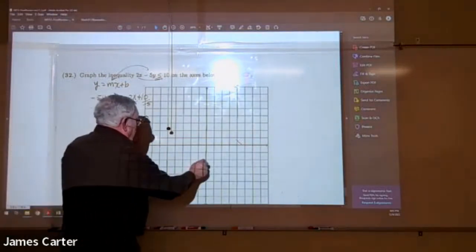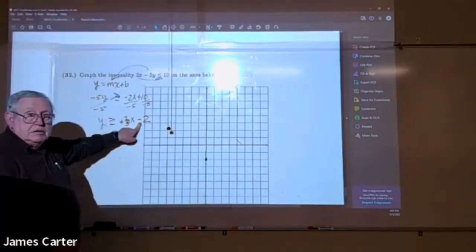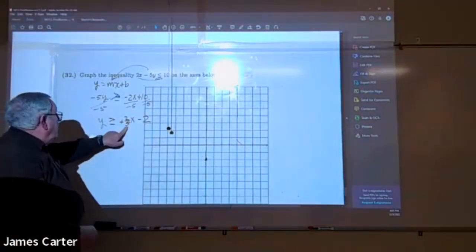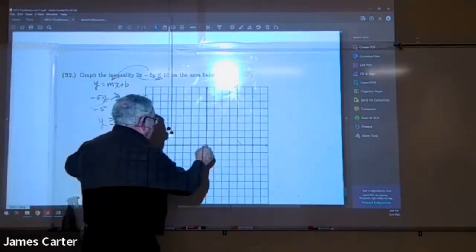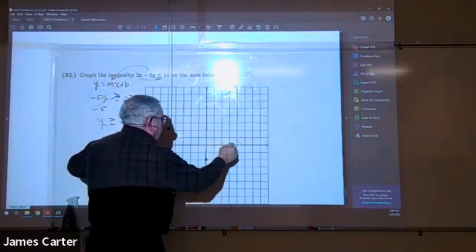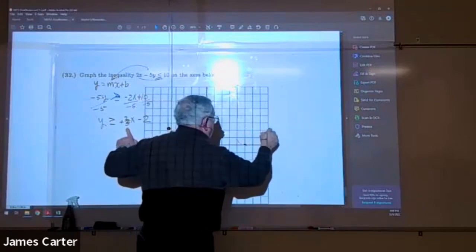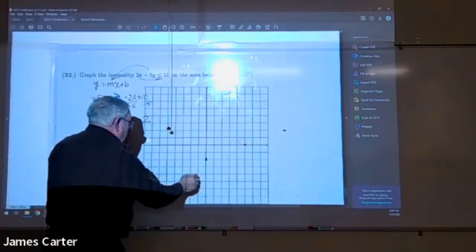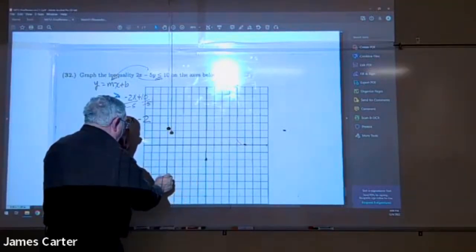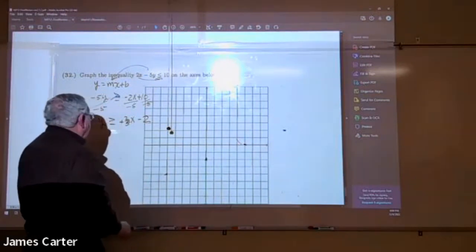Negative 2, right there, is my y-intercept. I'm going to go up 2 over 5. Up 2 over 1, 2, 3, 4, 5. Up 2, 1, 2, 3, 4, 5. Down 2, 1, 2, 3, 4, 5. And consequently, I have my line.